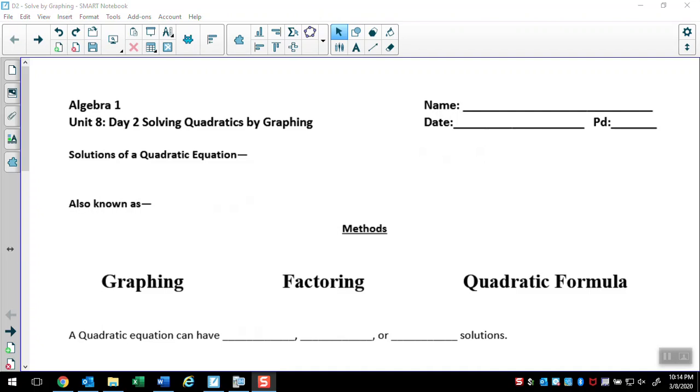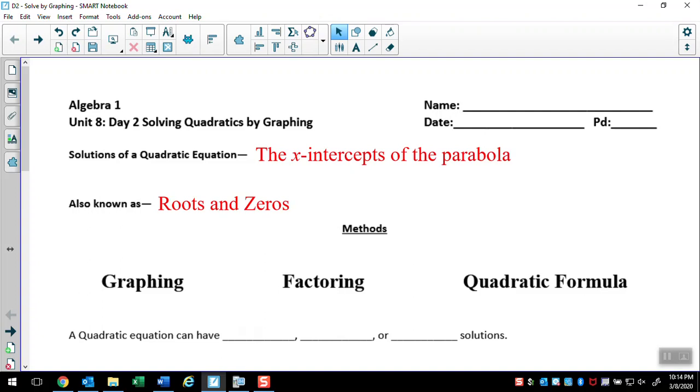So first let's talk about solutions of a quadratic equation. The solutions are the x-intercepts of the parabola, and we've already talked about that. Remember, they're also known as roots and zeros, so we can call them solutions, x-intercepts, roots, and zeros. For today's lesson, we're going to refer to them all as solutions. Last time we referred to them mostly as zeros.